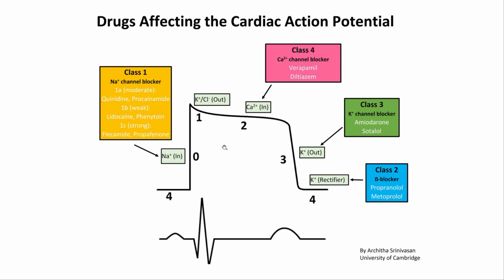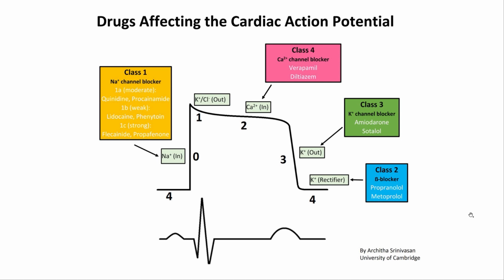Some of the most commonly used ones are, if someone's in ventricular tachycardia, you can use procainamide or amiodarone. If someone has AF, you could use amiodarone as a rhythm conversion, or flecainide.